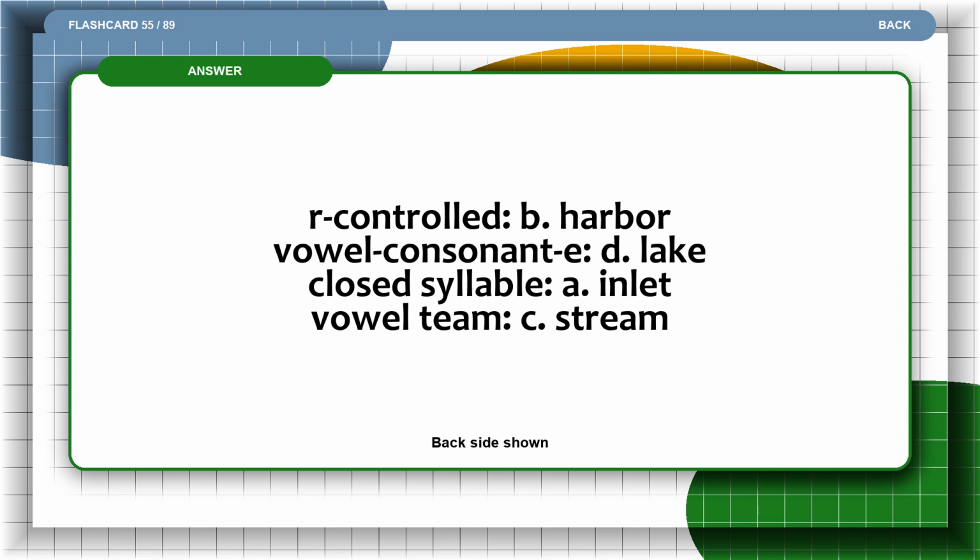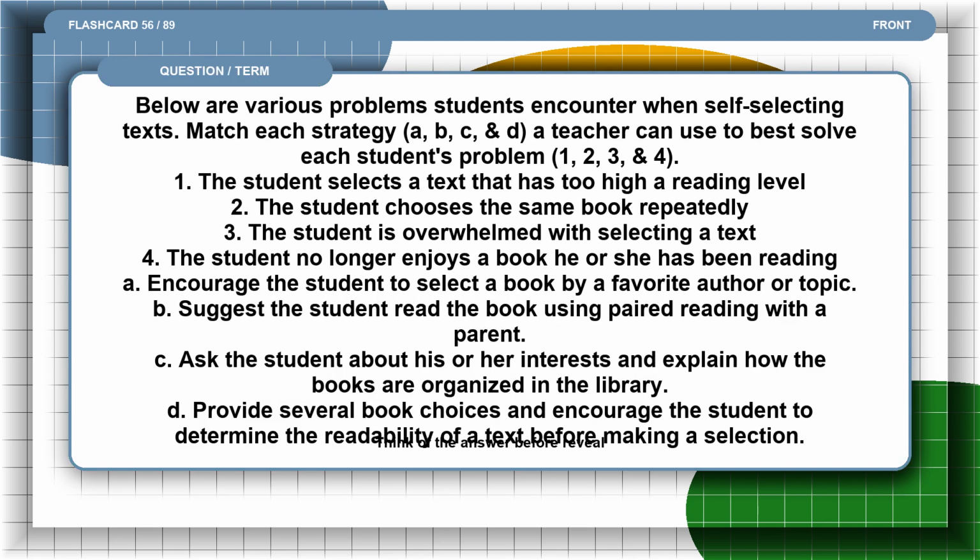The answer is: R-controlled, B, harbor. Consonant-le, D, lake. Closed syllable, A, inlet. Vowel team, C, stream. Flashcard 56. Below are various problems students encounter when self-selecting texts. Match each strategy A, B, C, and D a teacher can use to best solve each student's problem 1, 2, 3, and 4. 1. The student selects a text that has too high a reading level. 2. The student chooses the same book repeatedly.